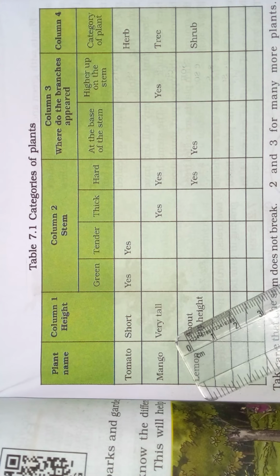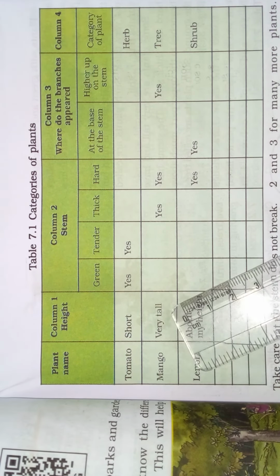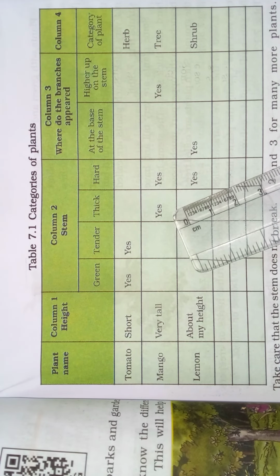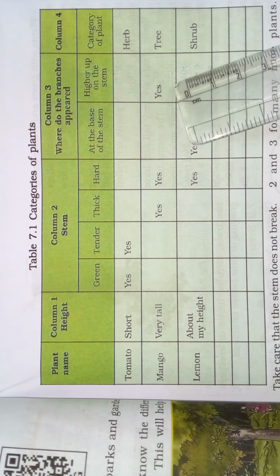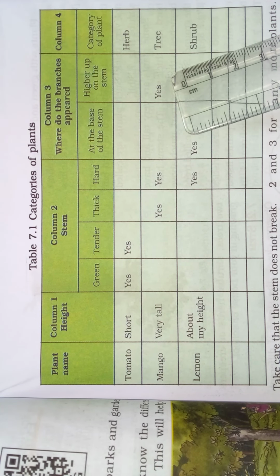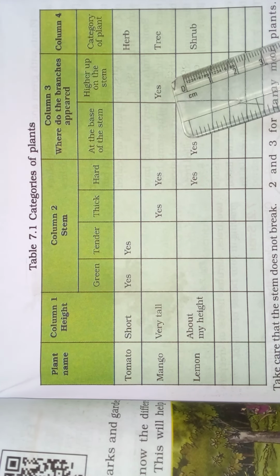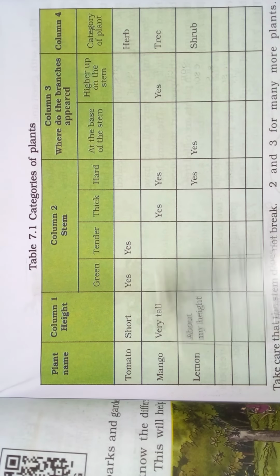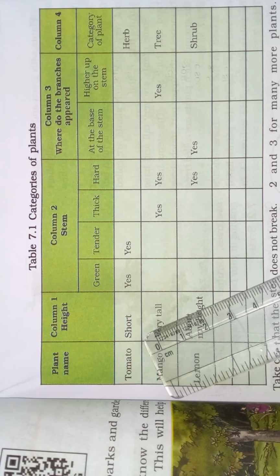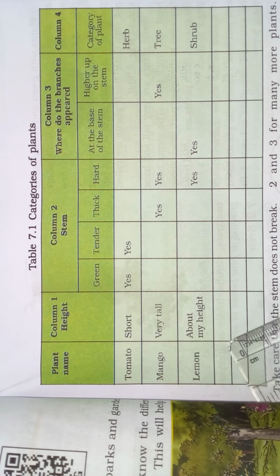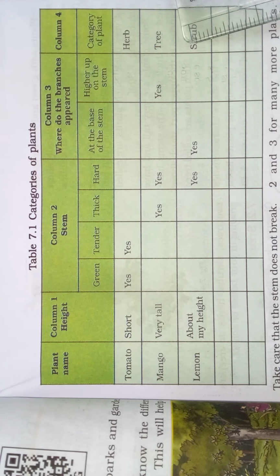And if you take a mango tree, it is very tall, and it has a very thick and hard stem. Higher up on the stem, the branches appear on the stem. That is why we call it a tree. It is a mango tree. We can't call it a tomato tree, it is a tomato plant. But mango, it is a mango tree.